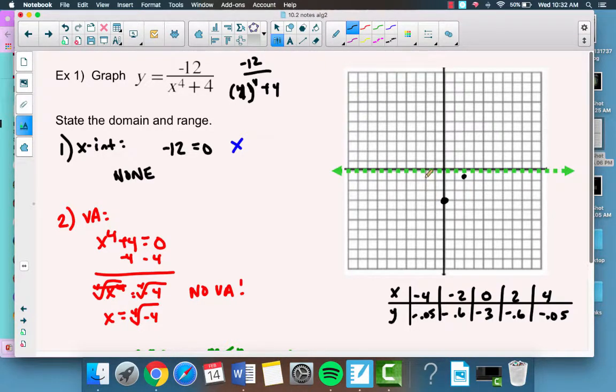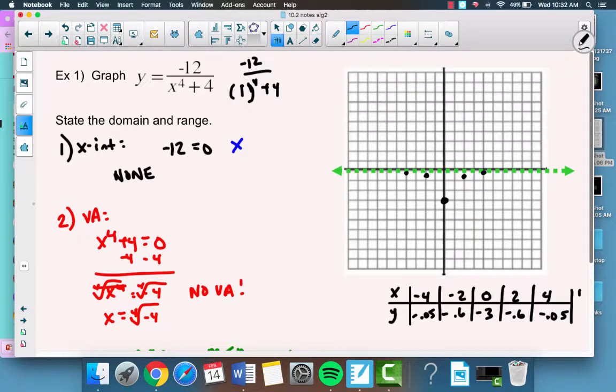Okay. When I plug in -2, I get -0.6. Okay. When I plug in 4, I get -0.05. So it's extremely close to the dotted line. Okay, I can't even graph it as close as it really is. Just do the best you can. So here's our graph. Okay, and then like I said, if you want to plug in something like -1 or 1, maybe if I plug in 1 there, let's see what we get. We might get a little bit of a nicer number.